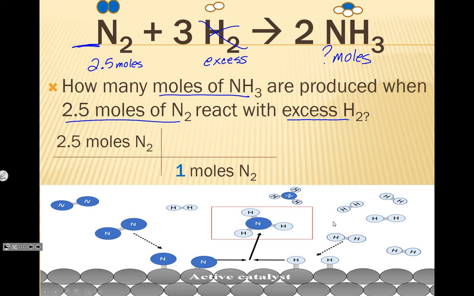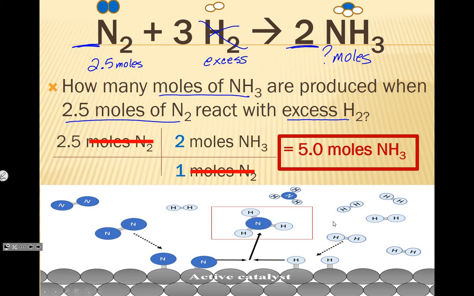Now we're wanting to get to moles of NH3. There's a 2 in front of that, so I'll put 2 moles of NH3 here. Again, moles of N2 cancel. So 2.5 times 2 is 5, right? So these are pretty simple, right? Is everybody getting where I'm getting the ratio and how I'm getting these numbers?